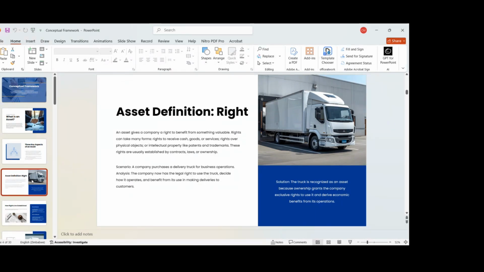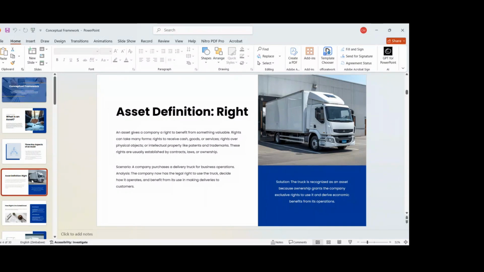Those rights can take many forms. For example, the right to receive goods, the right to receive cash, the right to receive a service, or rights over a physical object or intellectual property, like patents and trademarks. These rights are usually established by contracts, laws, or ownership. They are established by contracts, which under IFRS 9 we call a financial asset. It can be laws, it can be ownership.